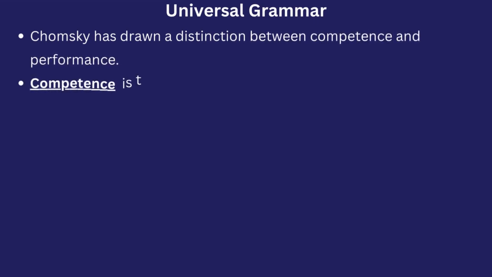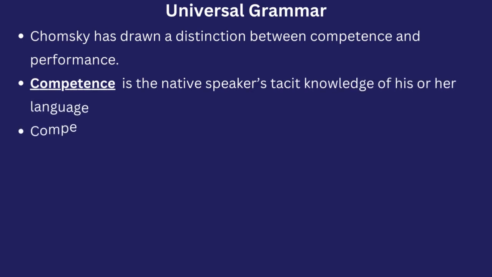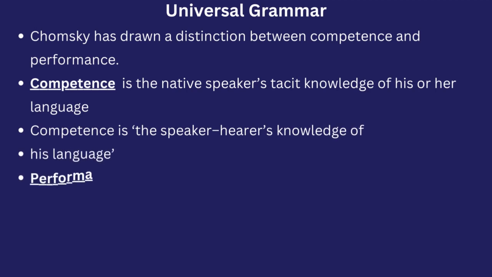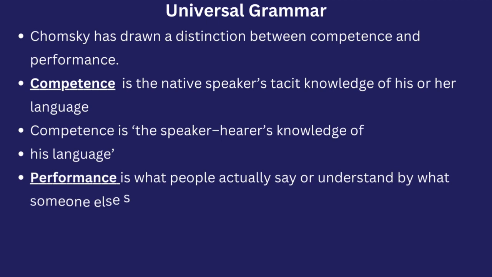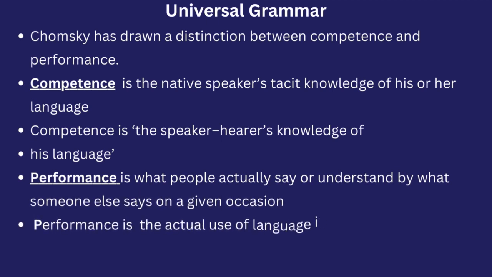According to universal grammar, Chomsky has drawn a distinction between two important concepts. The first one is competence and the second one is performance. Competence is the native speaker's tacit knowledge of his or her own language. In contrast, performance is what people actually say or understand when using language for communication purposes.